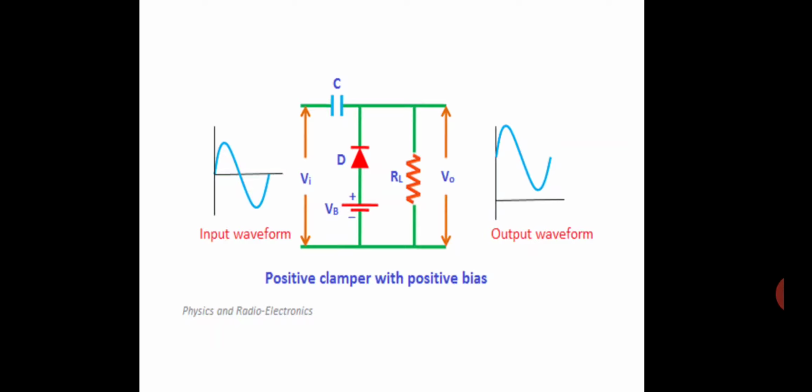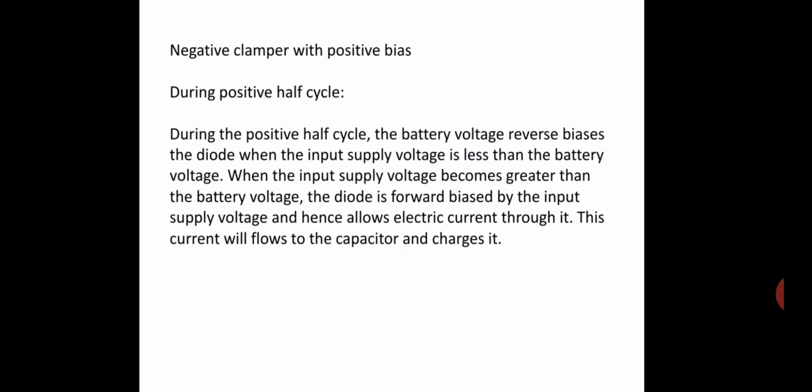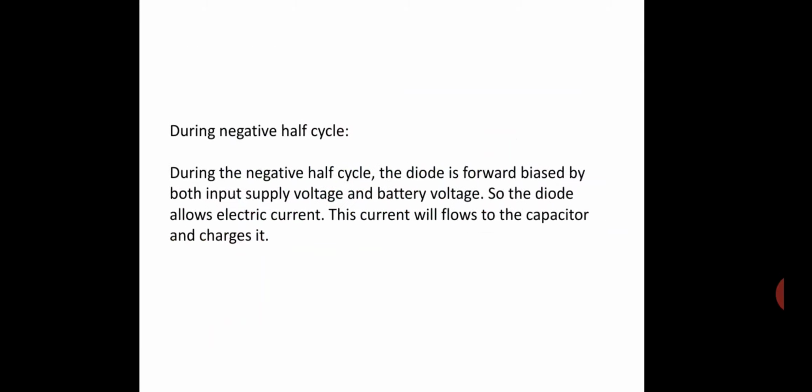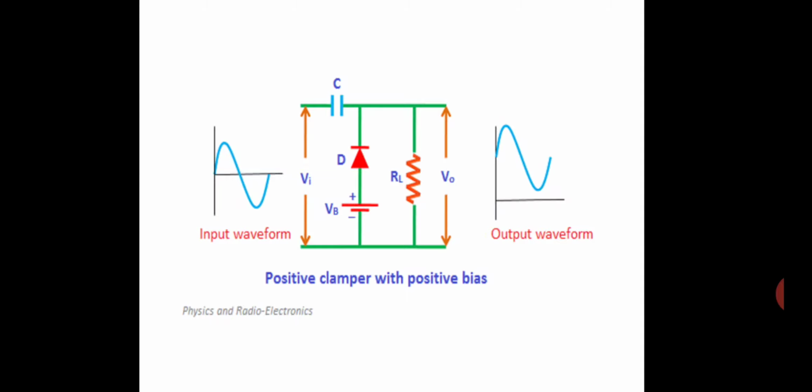In the negative half cycle, the diode is forward biased. The battery connected with positive is forward biased. The diode is always forward biased, so in the negative cycle there is no current flow through RL because the diode is always forward biased. This is the positive clamper with positive bias.